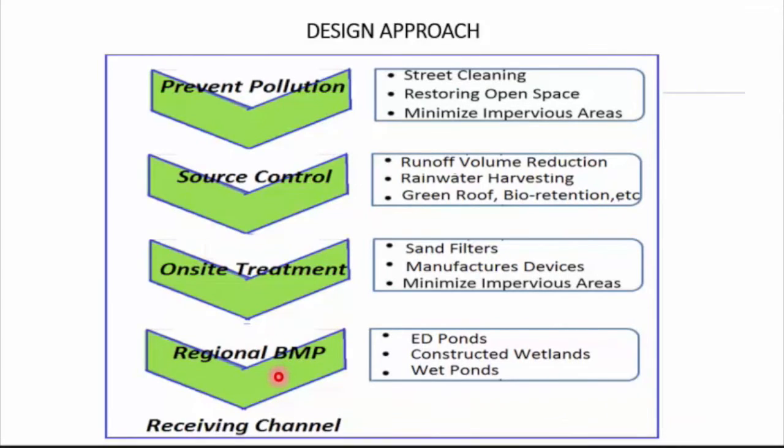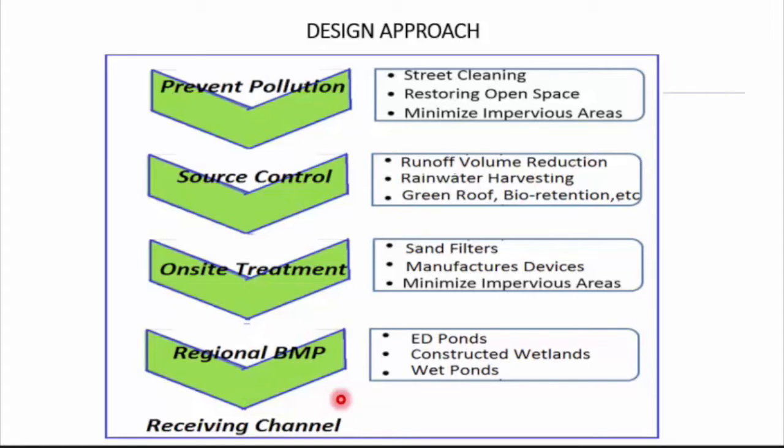So instead of providing a BMP at the end of the outfall for each receiving channel, we will try to minimize the runoff by either preventing the pollution or providing a source control or volume reduction like rainwater harvesting or green roof, or on-site treatment like sand filters, manufactured devices, and finally we go to a regional pond which will do either or both the pollutant load reduction and the runoff reduction.